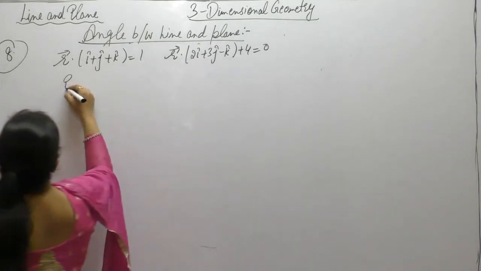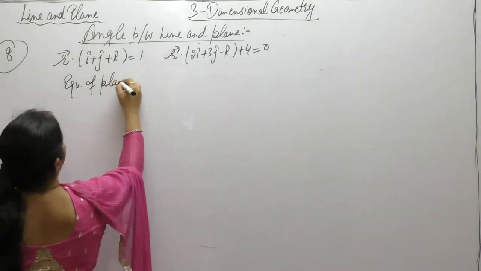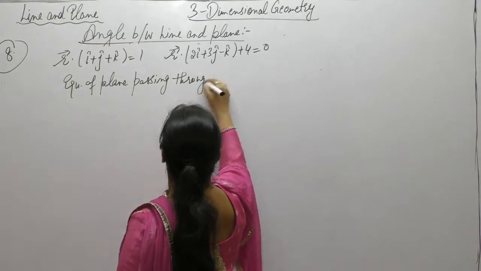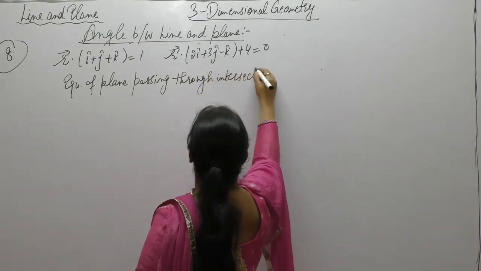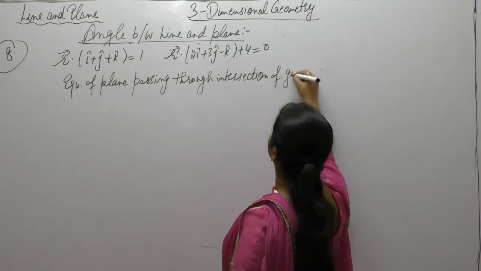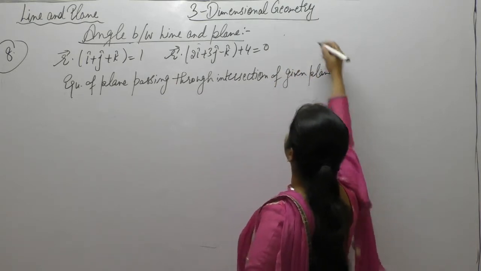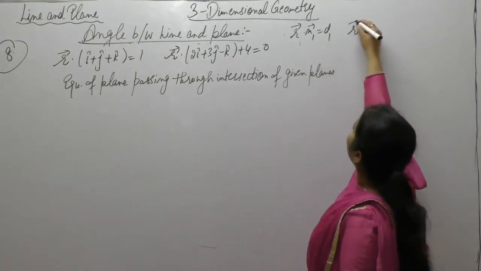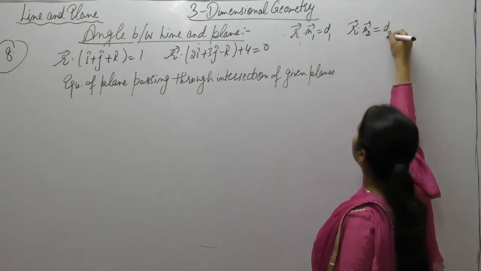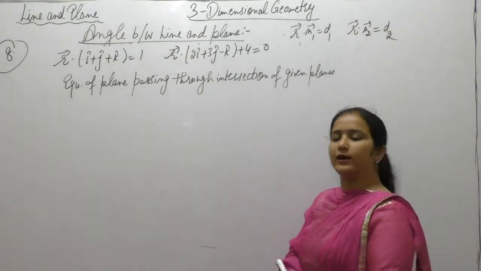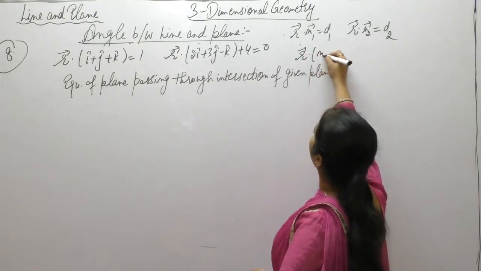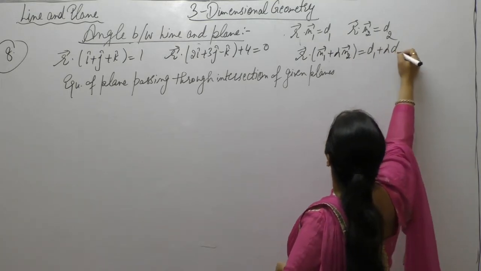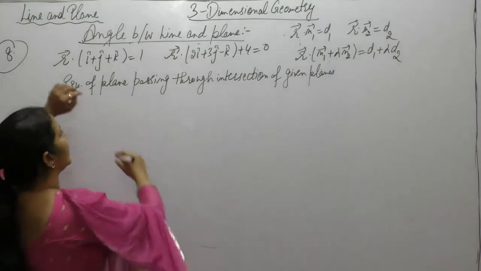Now the equation of the plane passing through the intersection of the given planes. If the given planes are r dot n1 equals d1, r dot n2 equals d2, then the equation of the plane passing through the intersection of these is r dot n1 vector plus lambda n2 vector equals d1 plus lambda d2. Use this formula here.